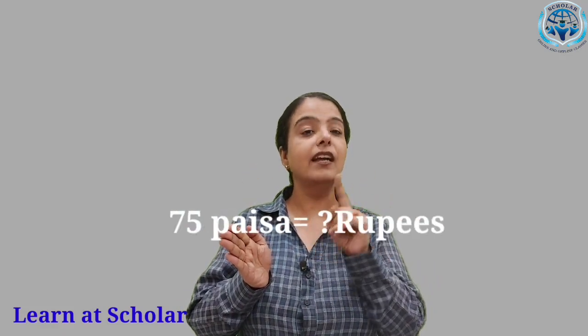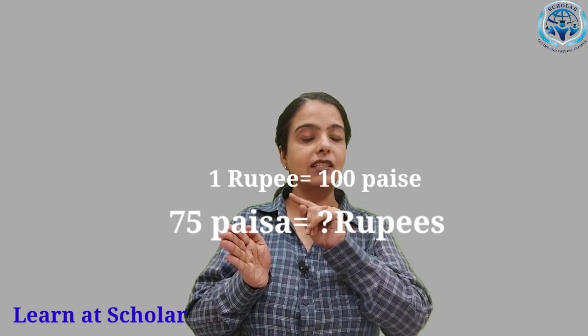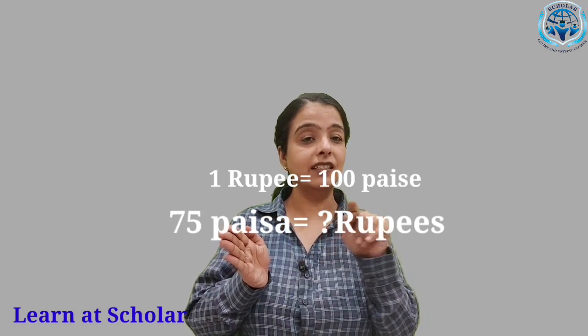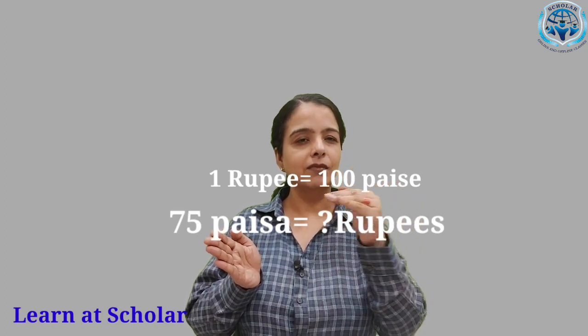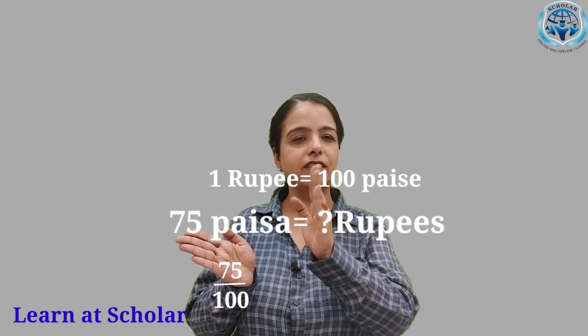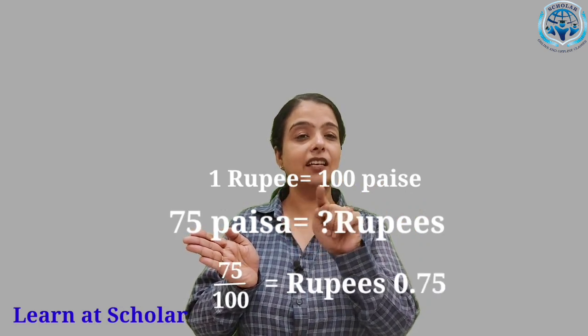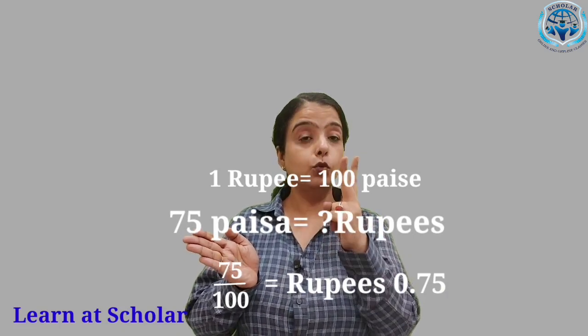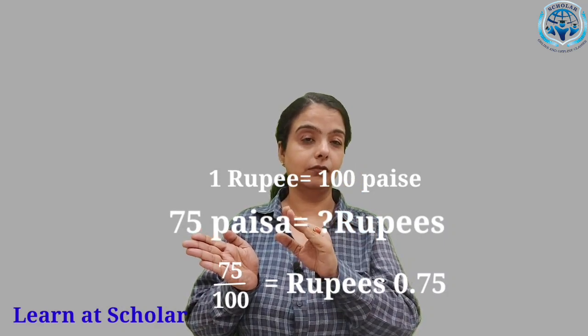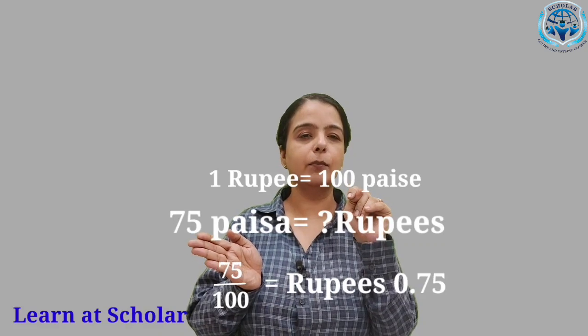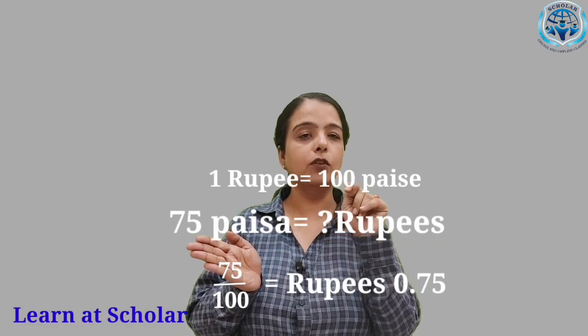We have to convert 75 paisa into rupees. 1 rupee has 100 paisa. So 75 paisa will be converted into rupees as 75 upon 100. 2 zeros over 1, so the decimal will be placed 2 places to the left. 5, 7, point. That means 0.75. 2 digits after the decimal, like 2 zeros over 1. That means the decimal point depends upon the number of zeros over 1. Understood this point? Keep in mind.